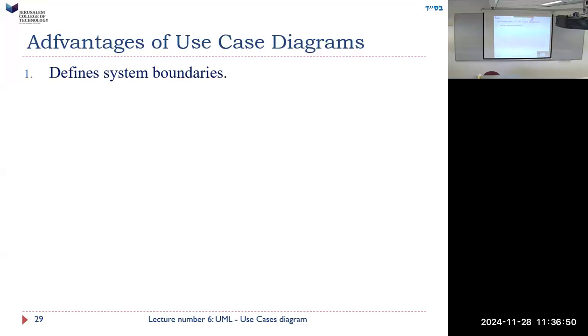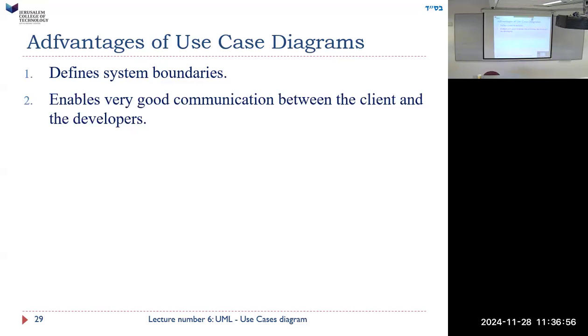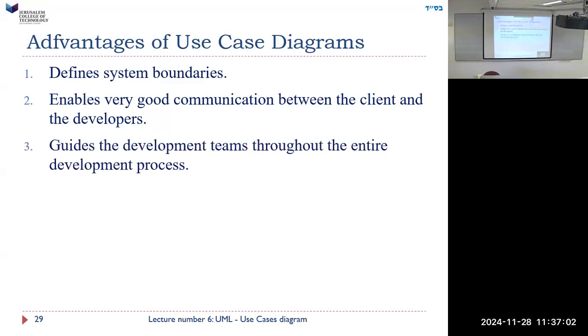What are the advantages? Well, it tells you what the system boundaries are. It tells you everything what's in the system and everything what's not in the system. Enables good communication between the client and the developer, because you can see a picture. It's clear once you see the picture, you understand what the system is doing. It guides the development team through the entire development process. You can always go back to it and look at it and say, oh, did we do this use case? Did we finish it? Or do we have, how many have we finished?